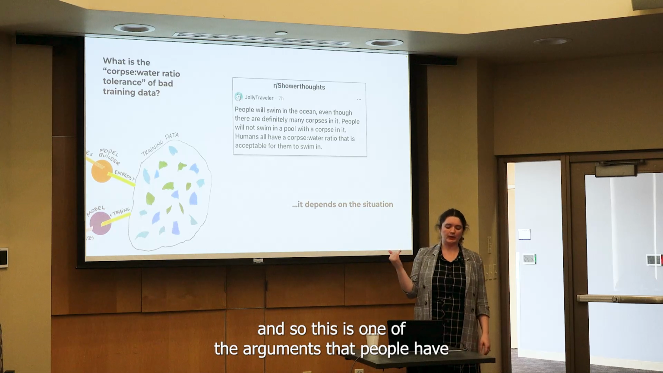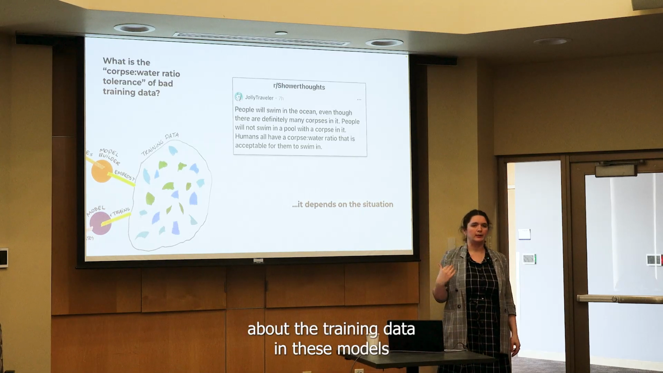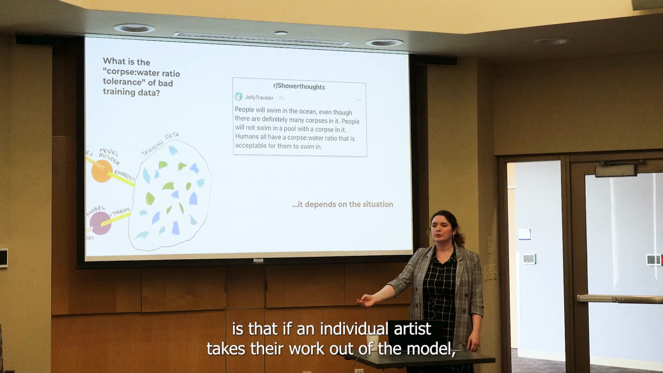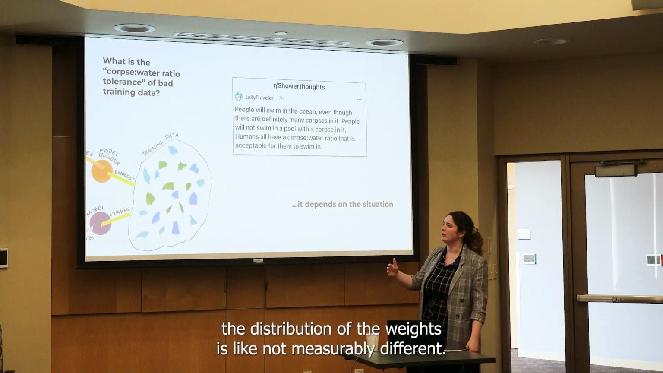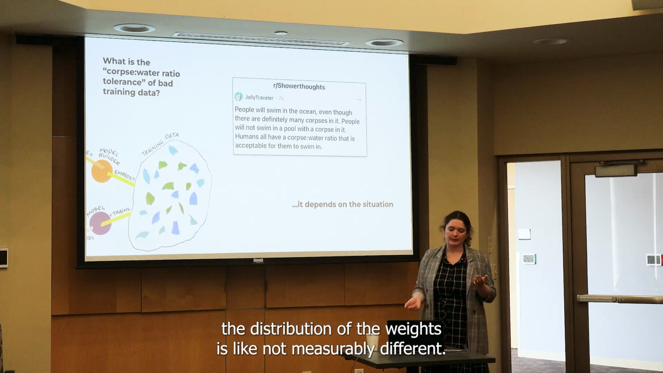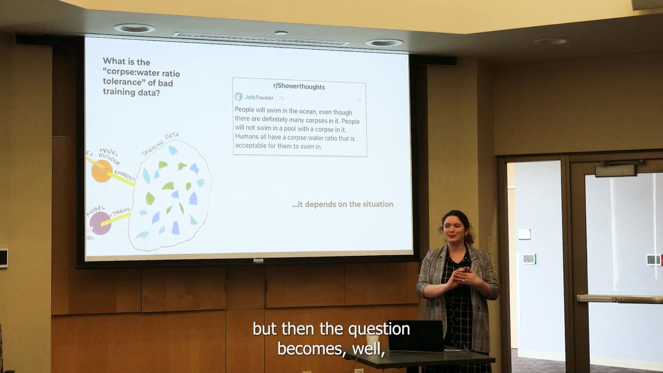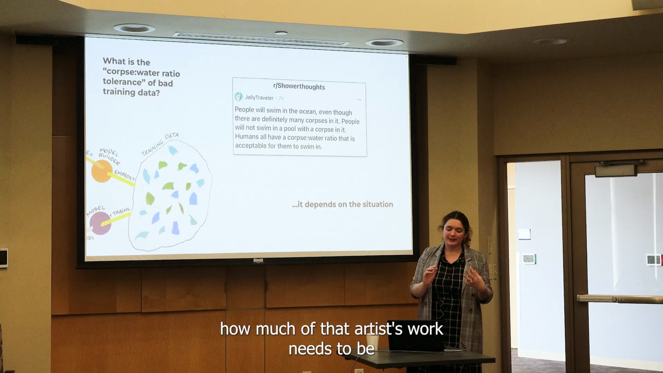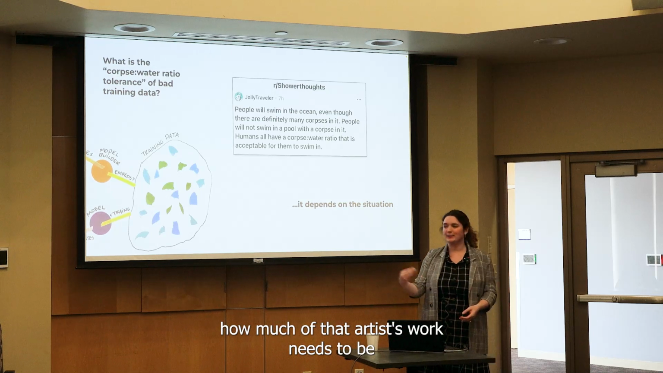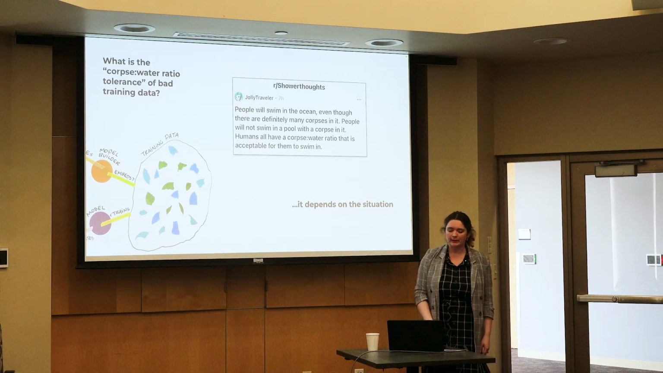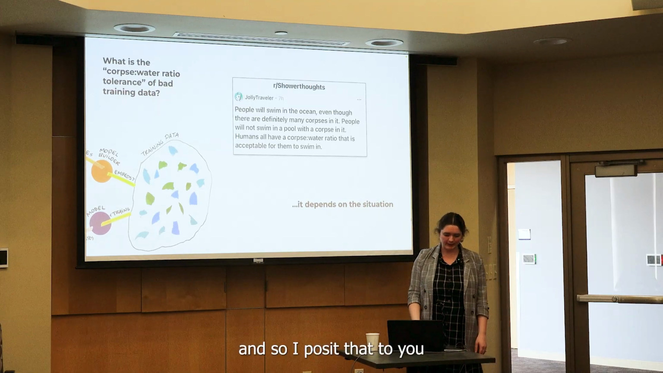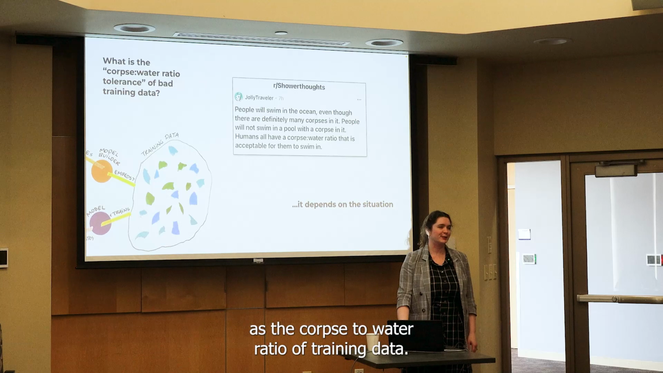And so this is one of the arguments that people have about the training data in these models, is that if an individual artist takes their work out of the model, the distribution of the weights is not measurably different. But then the question becomes, well, how much of that artist's work needs to be in the training data before it does become a measurable difference? And so I posit that to you as the corpse-to-water ratio of training data.